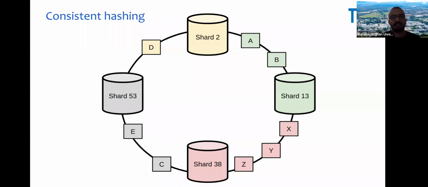Let's consider that a client connects to shard 2 and requests the value for key E. Since key E is not present in shard 2, it passes on the request to the successor shard 13. Shard 13 also doesn't contain the key and passes on the request to shard 38, which also doesn't contain key E and passes on the request to shard 53. Now we see that shard 53 contains the key and can complete the request for shard 2.